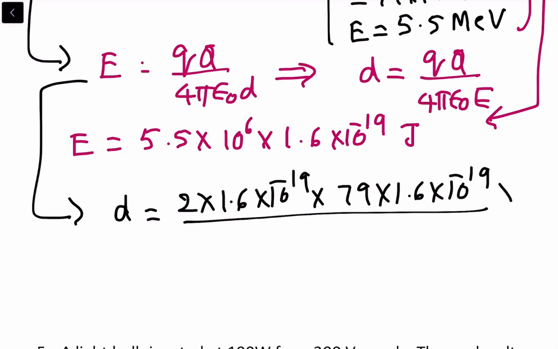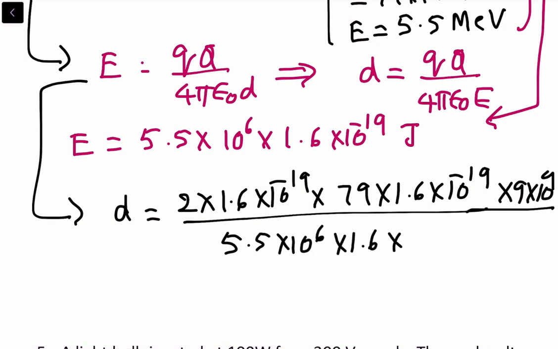So 1 by 4 pi epsilon naught, I am writing here 9 into 10 to the power of 9, and E value 5.5 into 10 to the power of 6 into 1.6 into 10 to the power of minus 19. Taking all these values, once you calculate, energy will become 8.8 into 10 to the power of minus 13. Then once you simplify all these values, you will get 413.67 into 10 to the power of minus 16.